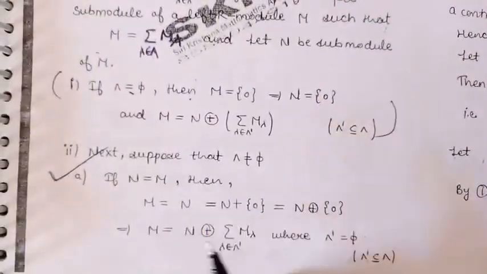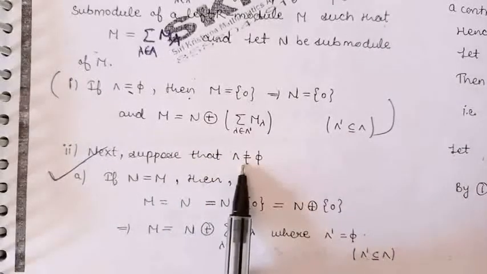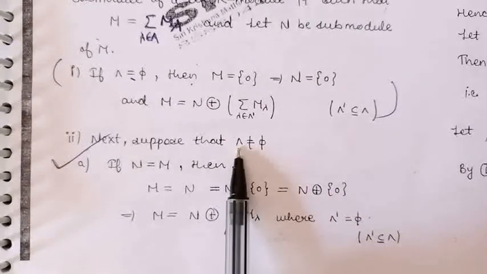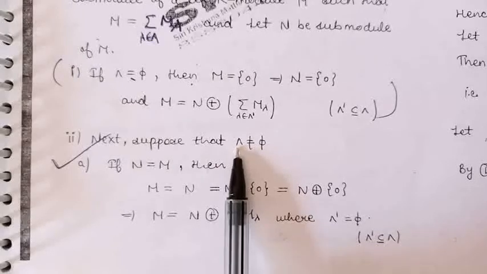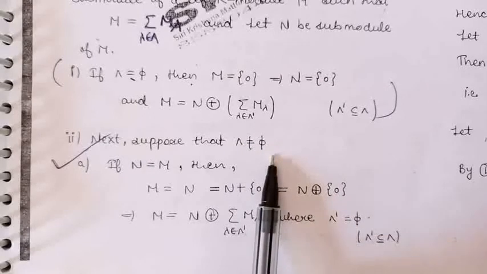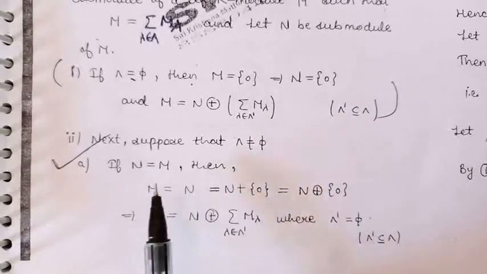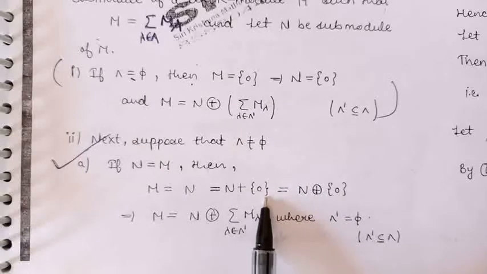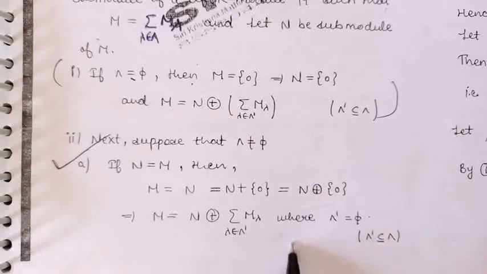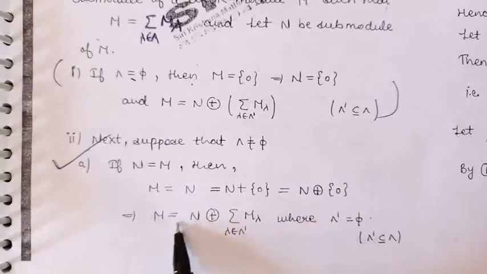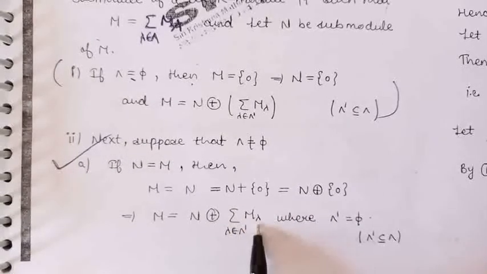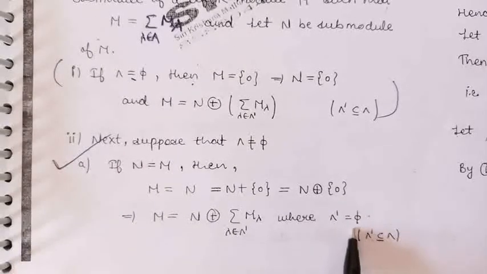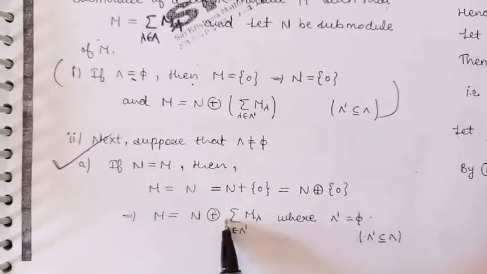Now to prove this, let us take the family which is denoted by uppercase Lambda. Let us take this family to be non-empty, because if the family is empty, in that case the result trivially holds. So we'll discuss the case when this family is non-empty. If N is equal to M, in that case we can write it again as M is equal to N plus the zero module, and this can further be written in this form. So in this case we can say M is equal to N direct sum summation M lambda, where lambda belongs to this family, which can be taken as the empty family. So if M is equal to N, in that case our result holds.